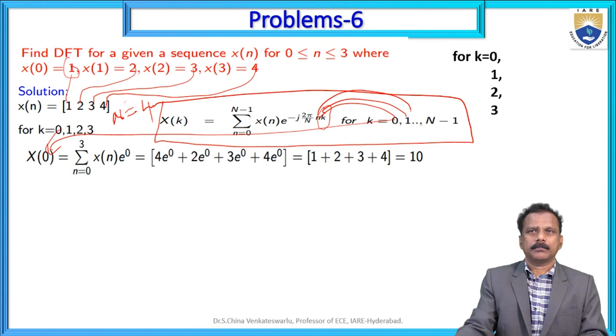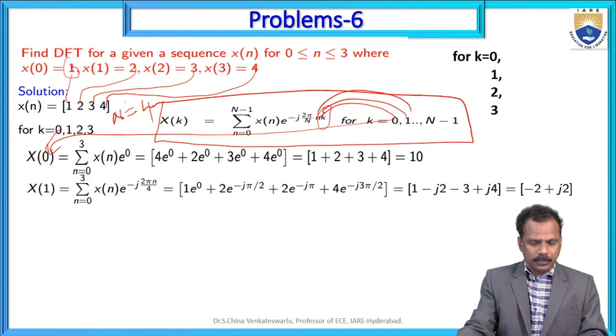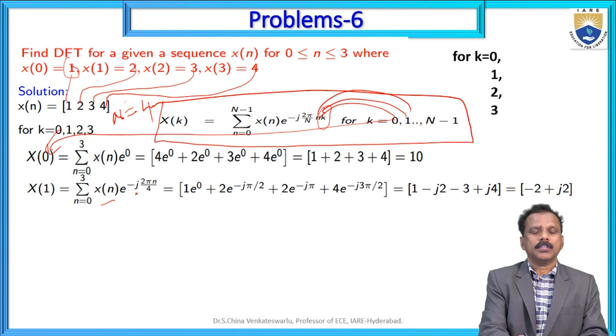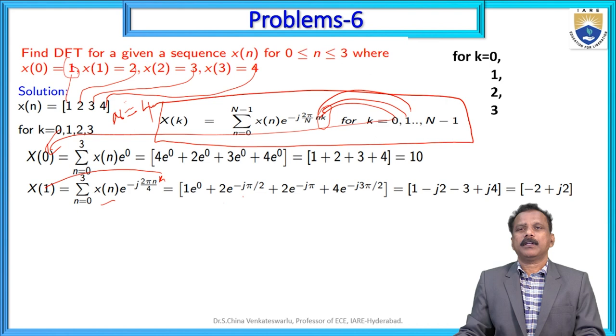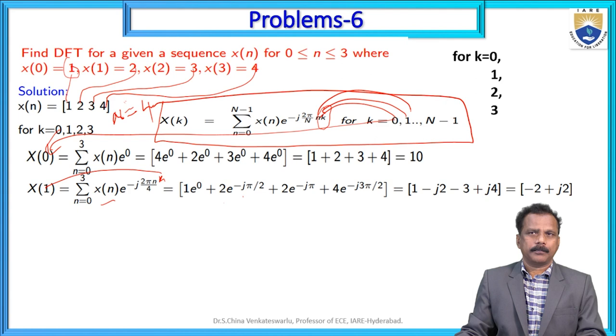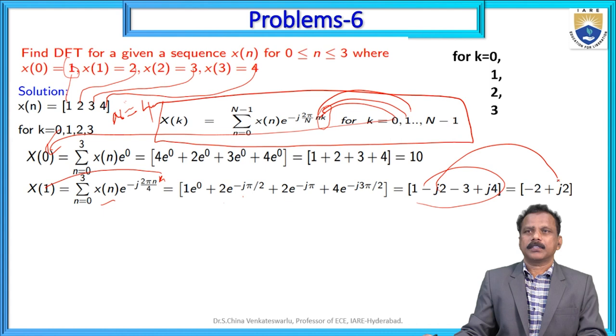Next, x of 1, where k equal to 1. So here, summation n equal to 0 to N minus 1, x of n e power minus j 2 pi n k. Here k equal to 1. This n into 1, like this: 1 into e power 0 plus 2 into e power minus j 2 pi by 4, plus 3 into e power minus j pi, plus 4 into e power minus j 3 pi by 2. After simplifying this, 1 minus j 2 minus 3 plus j 4. Further simplification gives minus 2 plus j 2.